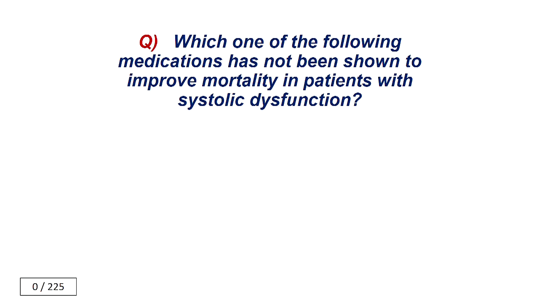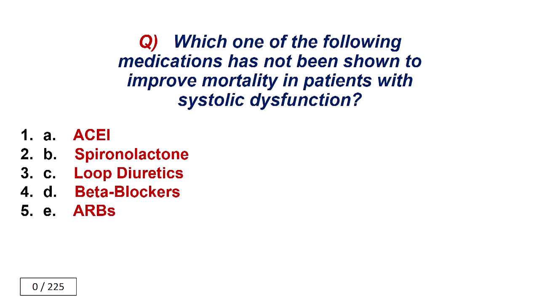Which one of the following medications has not been shown to improve mortality in patients with systolic dysfunction or heart failure with reduced ejection fraction? A, an ACE inhibitor. B, spironolactone. C, loop diuretics. D, beta blockers. Or E, angiotensin receptor blockers, or ARBs.